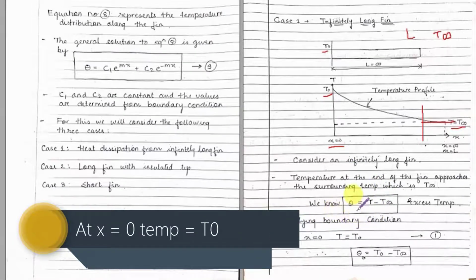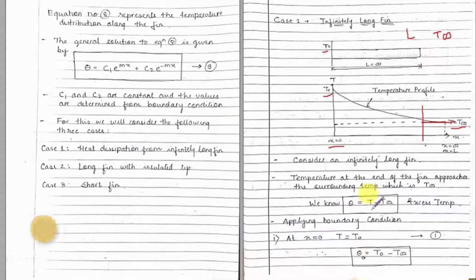So the equation becomes: theta is replaced by theta 0, and T is replaced by T0 minus T infinity. So this is a simple substitution. What you are supposed to keep in mind is, for example, if the base is maintained at a temperature of 50 degrees, then just at the starting where the fin is attached, the temperature will also be 50 degrees.